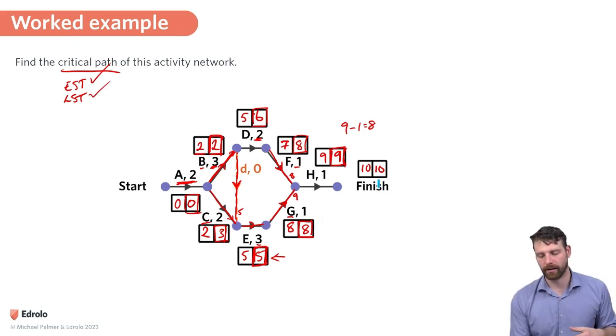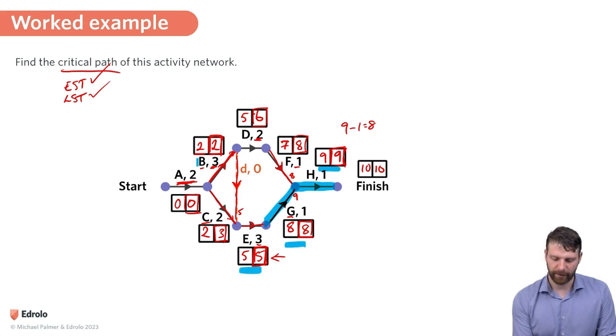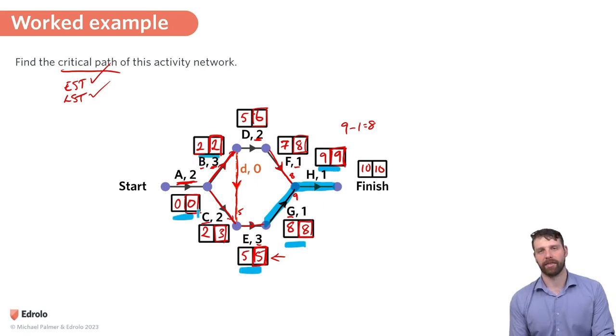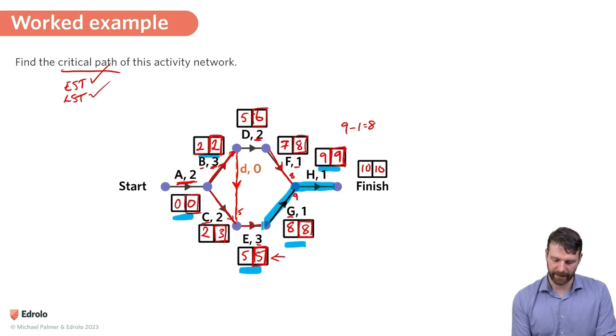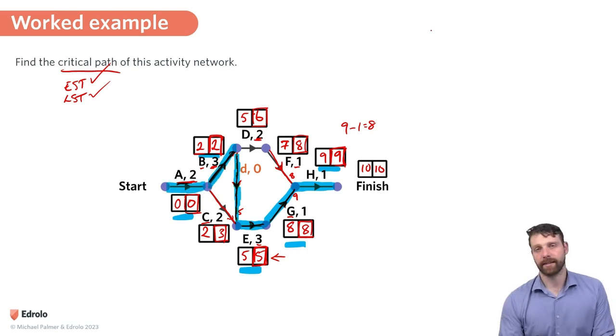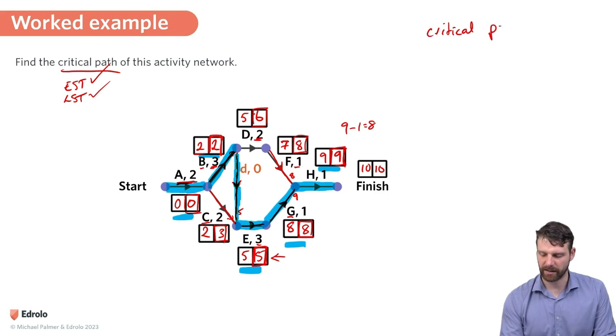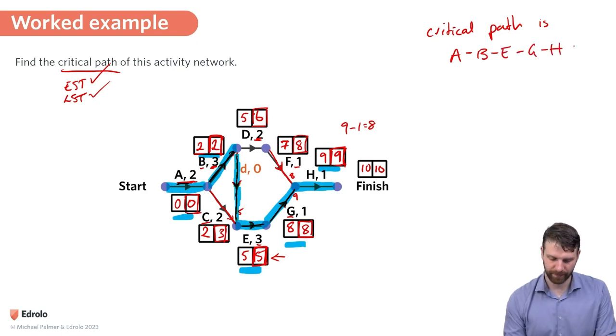Again, the critical path is going to be along where all the numbers are matching. So from the finish, it's going to be along this way. That's because all these ones here have matching numbers. So that's the path that I need to follow. So H, G, E, and then up through the dummy variable along B and A. I could say that the critical path is a series of networks, and it goes A, B, E, G, H.